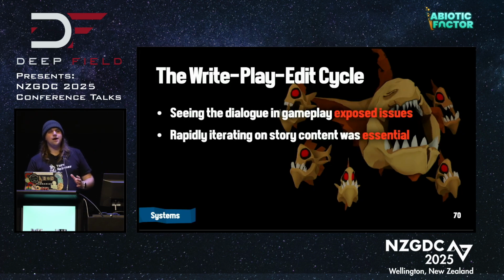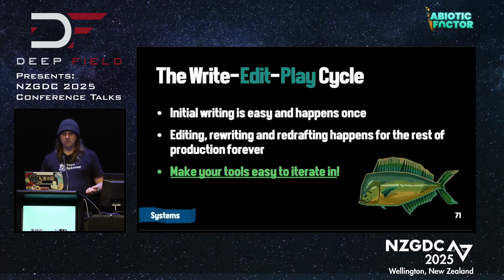So seeing the dialogue in gameplay exposed issues because the team found that while writing the dialogue initially was one thing, reading it back in the context of playing highlighted bad connections and janky exposition. So reading the linear document can't expose those same kind of issues. So they realize that what you need is not to focus on initial writing, but to focus your tool development on editing and rewriting and redrafting, because that will keep happening forever over the course of your production. So you'll write the first thing once, and then you'll spend another 90% of your time tweaking that content, which means make your tools very easy to iterate in.